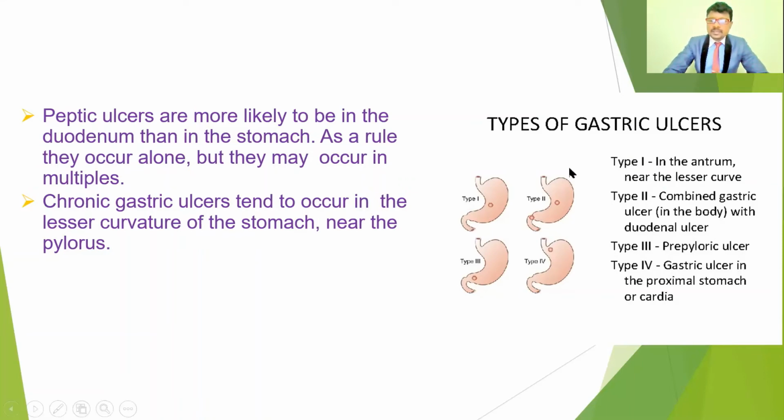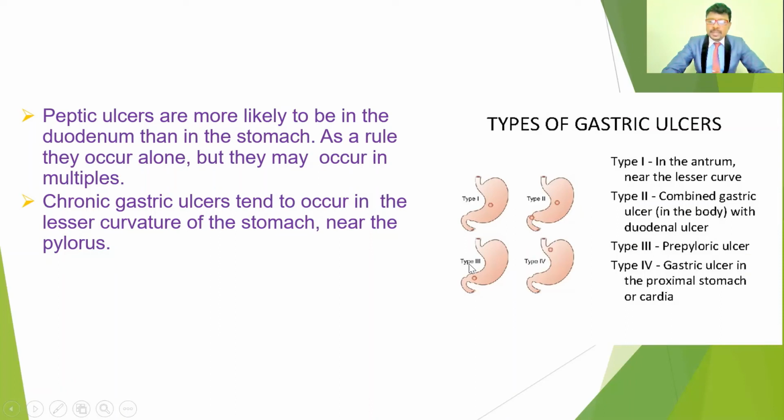Gastric ulcers are divided into type 1, type 2, type 3, and type 4. Type 1 gastric ulcers occur in the lesser curvature. Type 2 gastric ulcers are combined ulcers: an ulcer in the lesser curvature, inside the stomach curvature, together with a duodenal ulcer. So type 2 is combined gastric and duodenal ulcers.